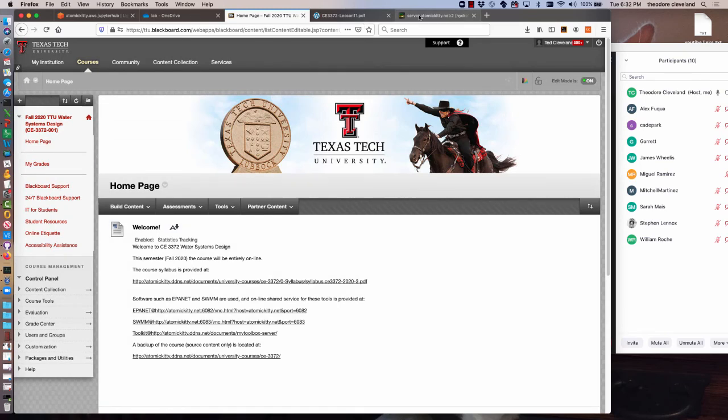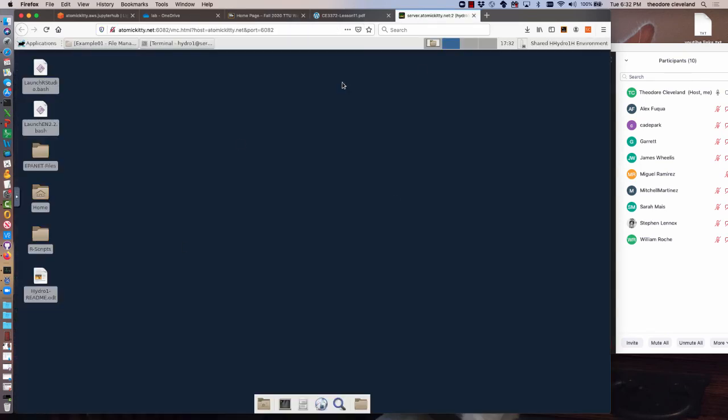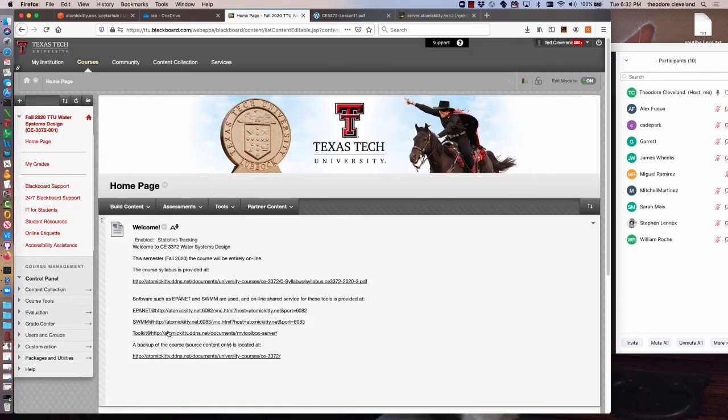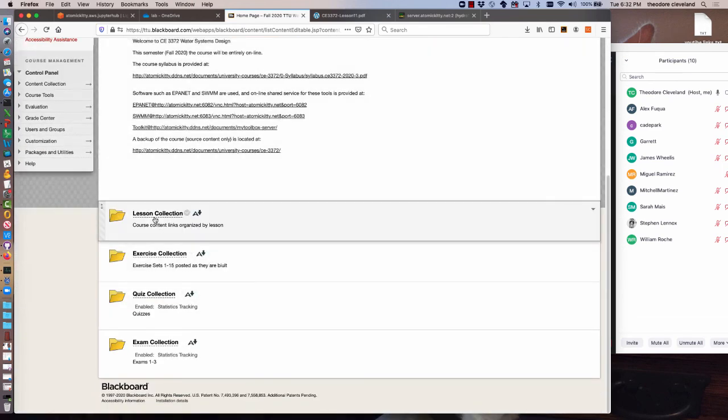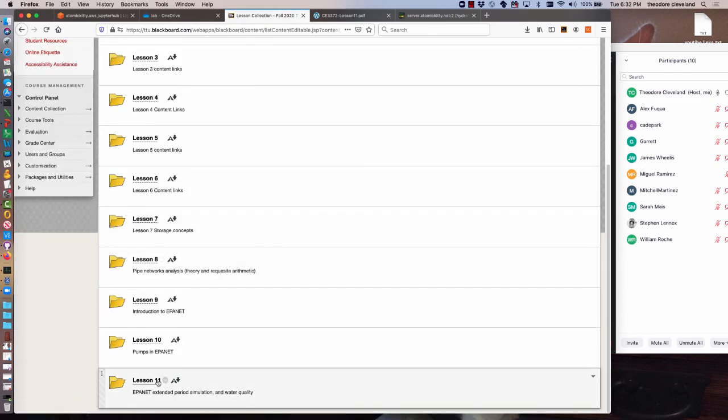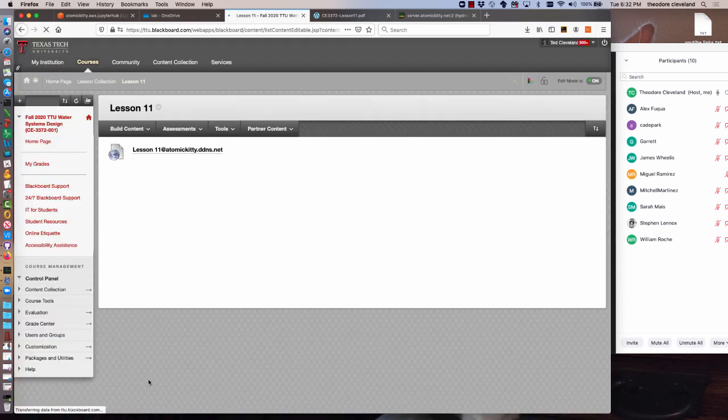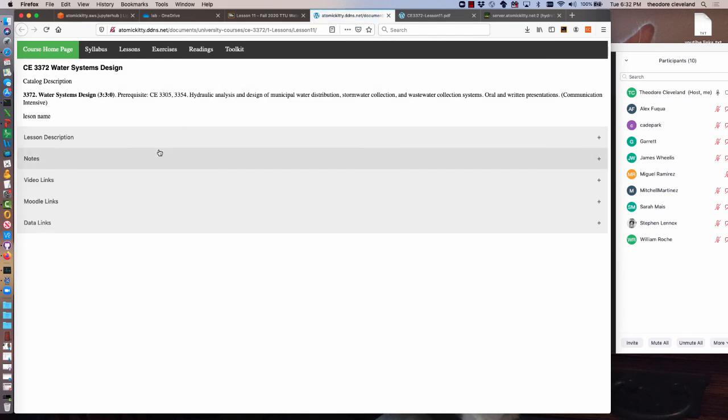I've already opened a connection to the EPANET server that I use for this class. Alternatively, we could go through the whole connection scheme here and we get to the same place. And in the lesson collection folder, we're on lesson 11. And if we enter the folder, we get the usual web link to lesson 11.